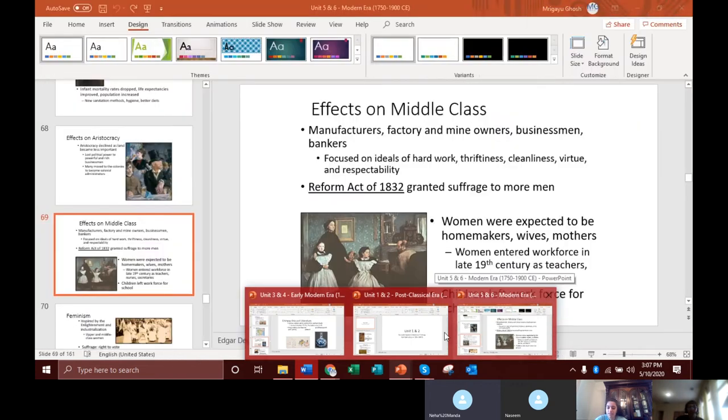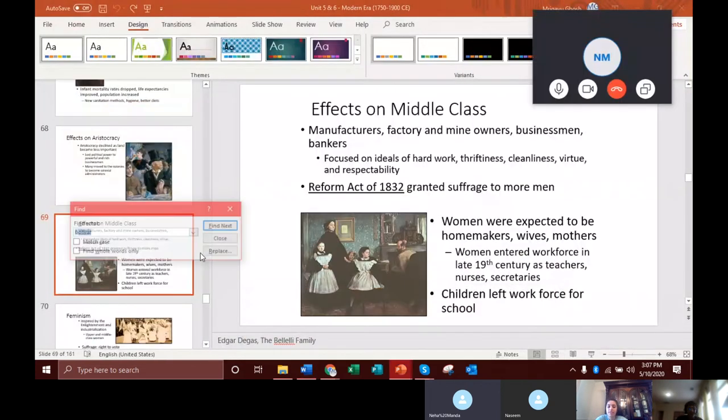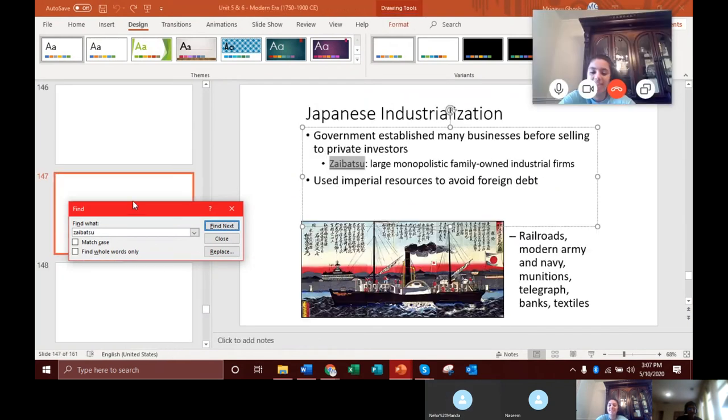Yeah. Sorry, I need to see the PowerPoint to understand this. I don't get what's going on. I remember Mr. Rash was so confused. He was like, what is Zaibatsu?